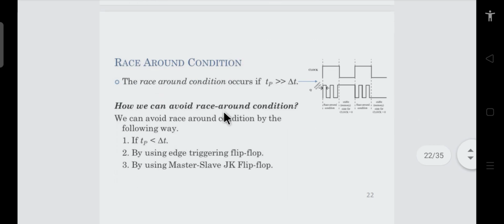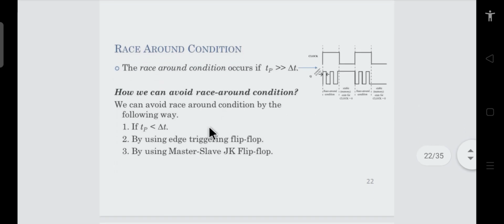there are three solutions to overcome this problem of race around. First of all, we have to remove that particular cause because of which it is coming. It is coming because your clock pulse duration is greater than the propagation delay. So the first solution is that you reduce the on duration of the clock, and that on duration of the clock should be less than the propagation delay. If you make that, then your circuit will not have any race around problem.